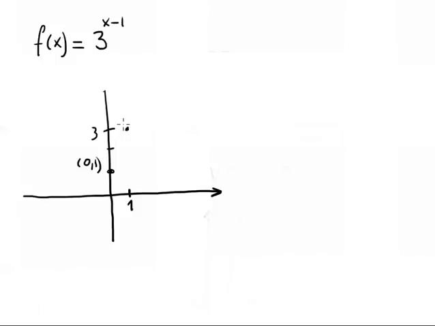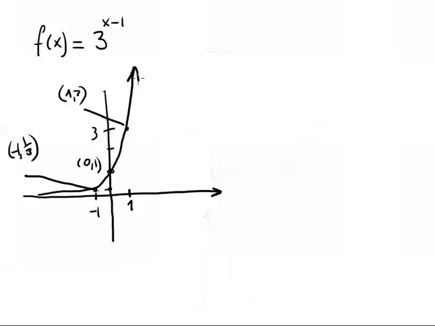This point is (1,3), and negative 1 is 1/3, approximately here. This is (-1,1/3). And this is the graph of the exponential function 3 to the x. This is the basic one with base equal 3. Okay, reference point one, reference point two, reference point three.